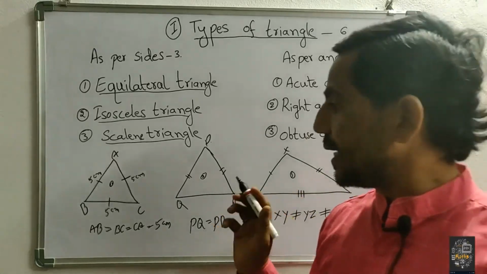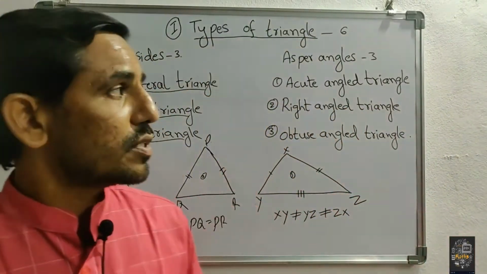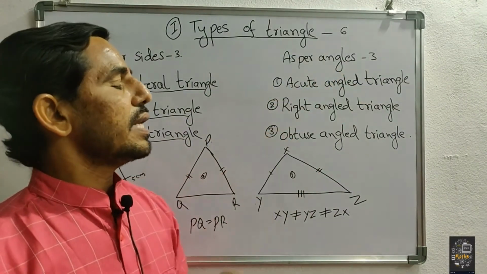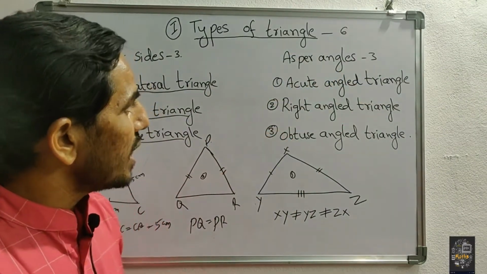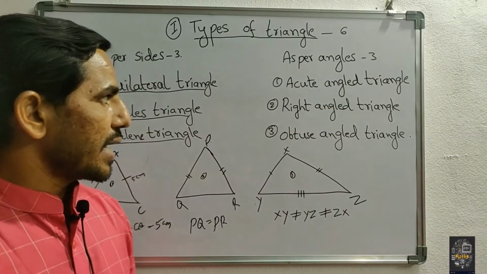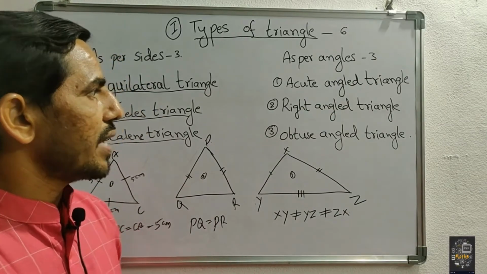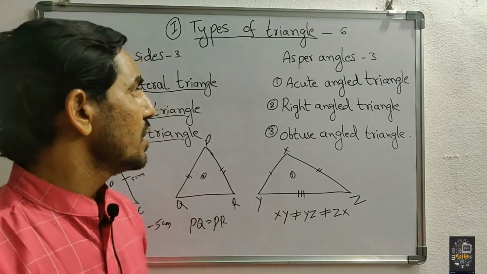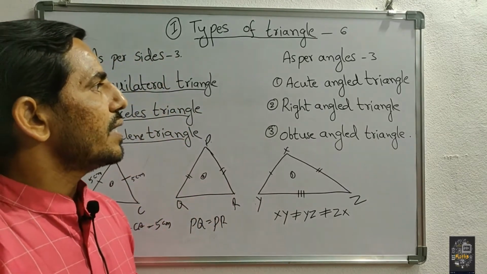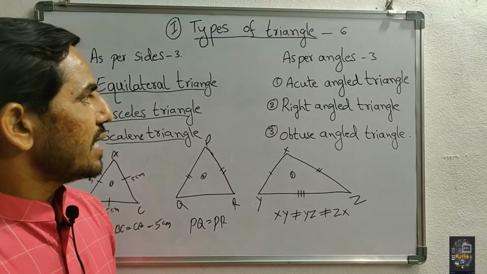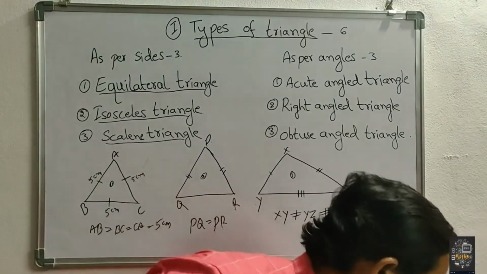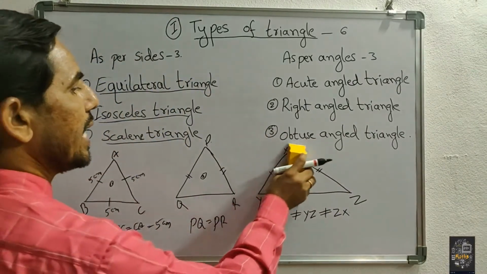Okay, next come to as per angles. There are three triangles. First one, acute angled triangle. Second one, right angled triangle, and third one, obtuse angled triangle. Once again, first one, acute angled triangle, second one, right angled triangle, and third one, obtuse angled triangle. Okay, I will take the diagrams.